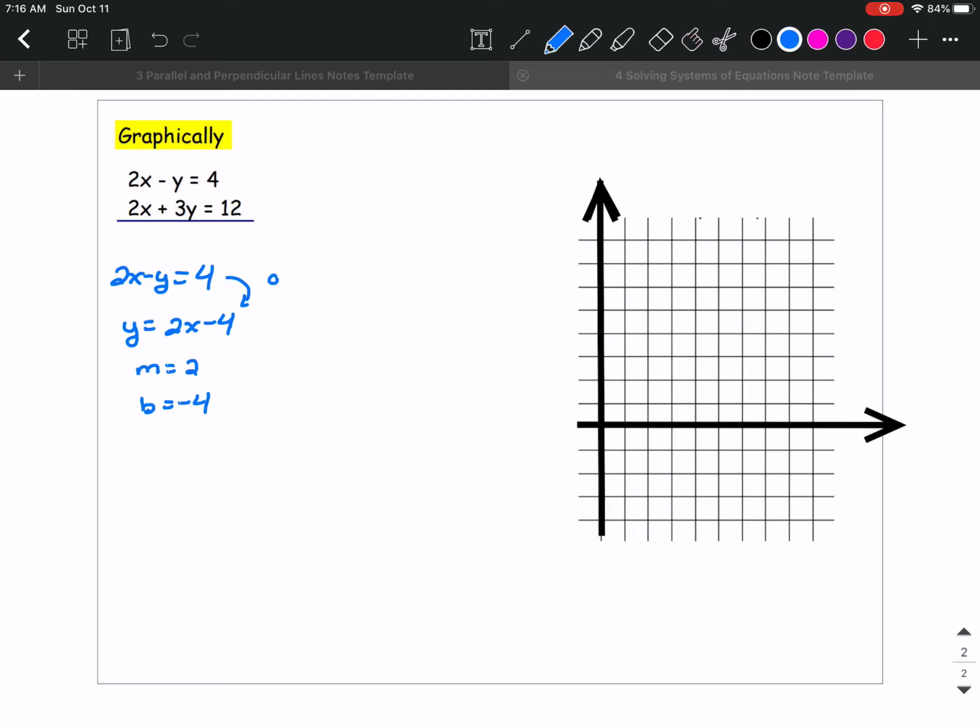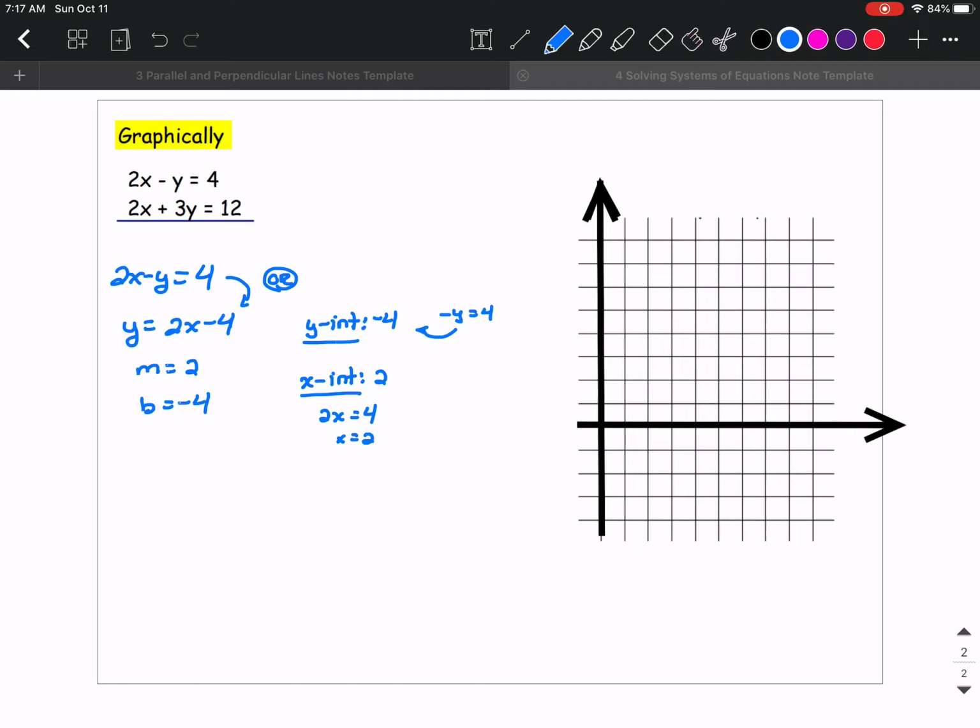You might want to instead say, okay, I know that my y-intercept is negative 4 because if I let x be 0, I would have negative y equals 4, which is going to mean that y is negative 4. I can find my x-intercept by saying, okay, my x-intercept is the value of x when y is 0, so I have 2x equals 4, and that would mean that x equals 2. So you could just do it by intercept. That's your call, okay?